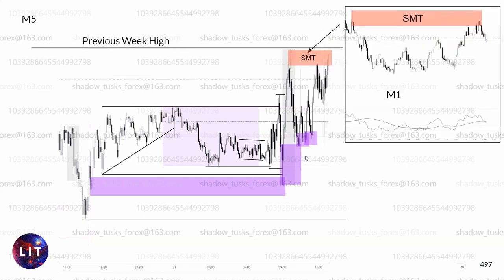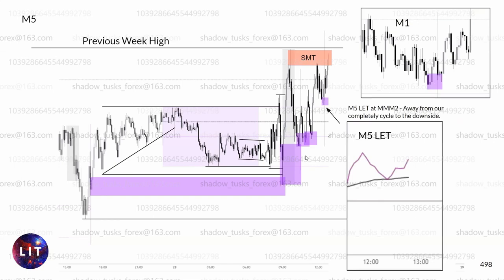Okay, so why is this an SMT? Well, it lies on equal highs. As you can see, this is the M1 right here. That's the M1 SMT. We've also had M1 BOS, so people are looking to sell. There you go. Perfect. So let's go to the next one.